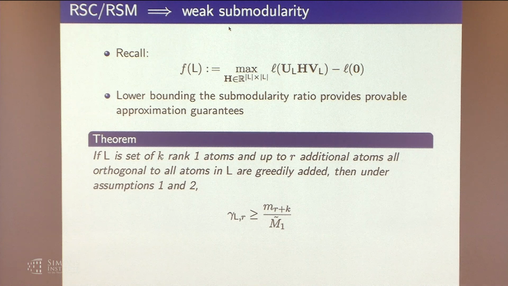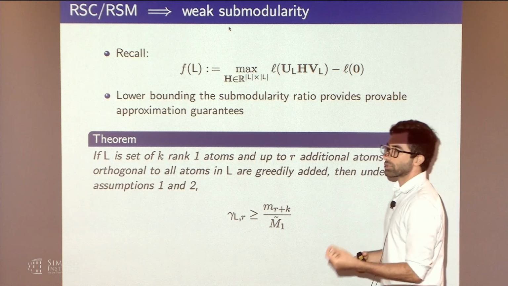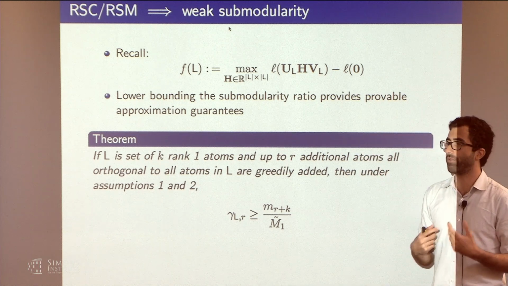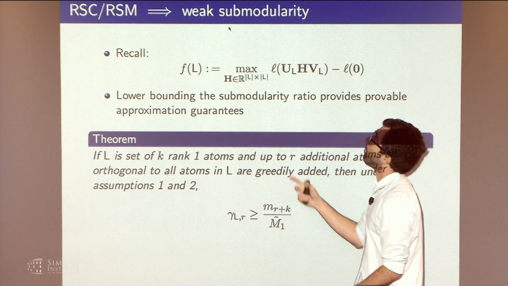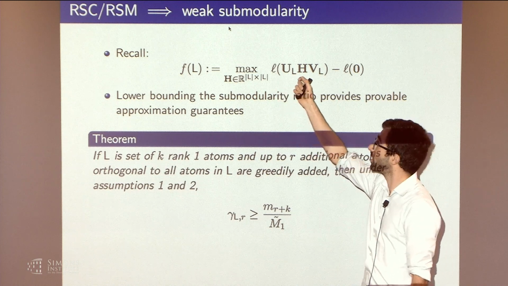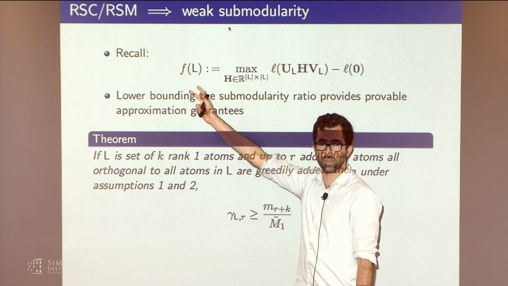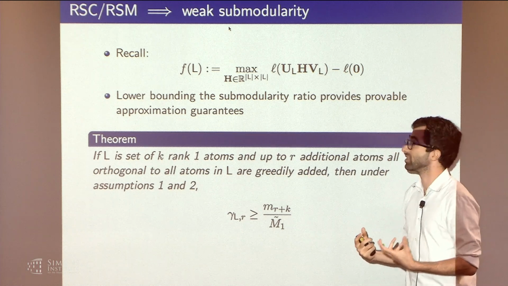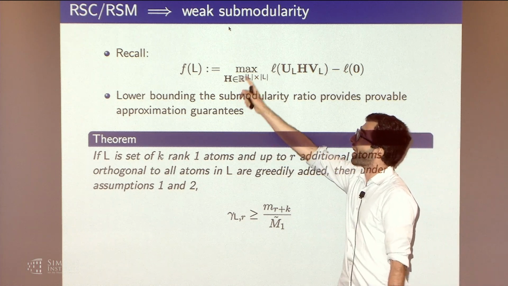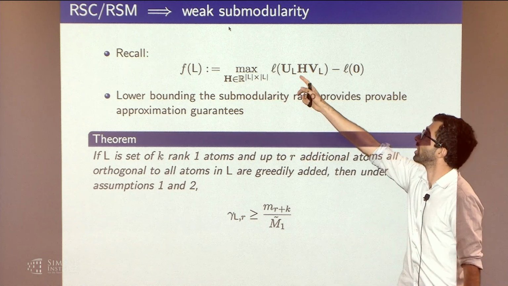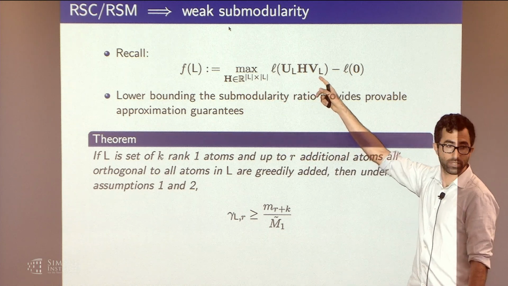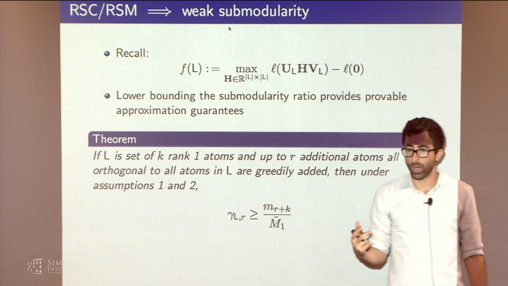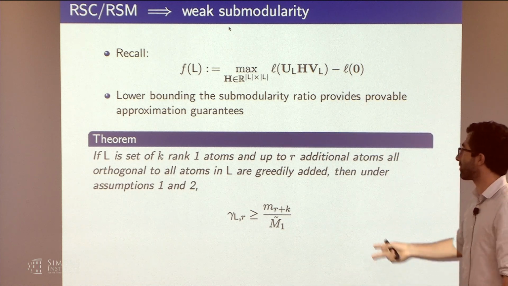All right, so this is then our main result. The restricted strong concavity and restricted smoothness of the function L actually implies weak submodularity. So recall that we define our set function in this way. F of L, where L is the set of atoms that we've selected, is equal to the max over H of L of U sub L, H V sub L, minus L of 0. And so now we want to lower bound the submodularity ratio, and we get the following.